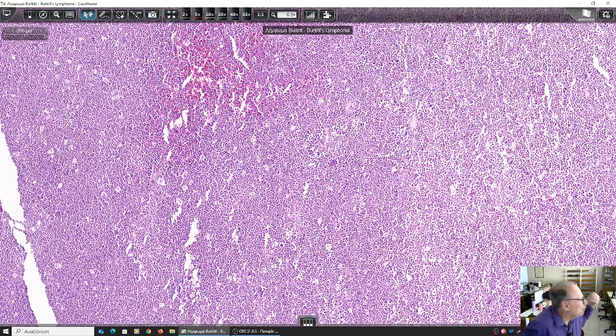But we would not diagnose the Burkitt lymphoma due to the starry sky appearance, because any lymphoid tissue, reactive lymphoid tissue, that has increased stimulation, increased proliferation, and increased apoptosis can have this pattern without being malignant. So that was Burkitt lymphoma.